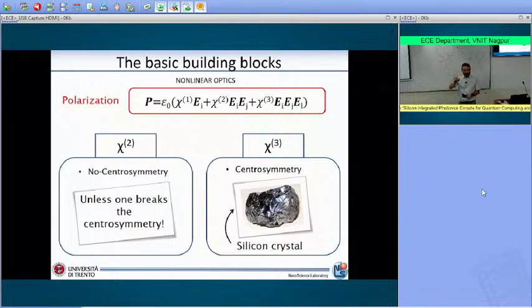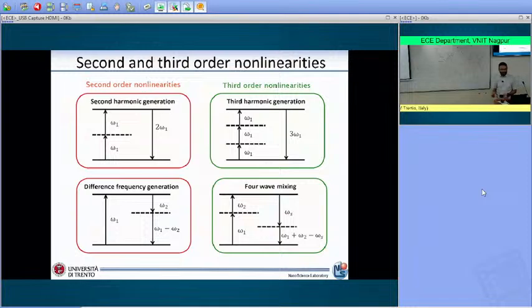This is the reason why the process is called four-wave mixing. We have 1 photon, 2 photons, 3 photons, and 4 photons, and they interact. How do they interact? There are many different possibilities for how those 4 photons interact.